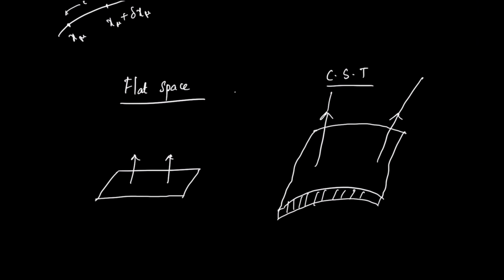So to compare these two vectors, let this be vector A and let this be vector B. To compare them, I have to parallel transport one vector to the same point where the other vector is located. So how do I do a parallel transport? That is the next topic. The next topic is parallel transport.